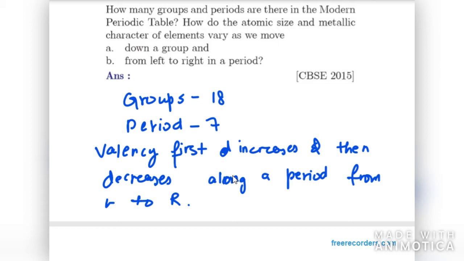Now, we need to talk about atomic size. So, as you know, there is no change in valency down the group. So, therefore, you can write that atomic size increases down the group, as there is no change in valency down the group.